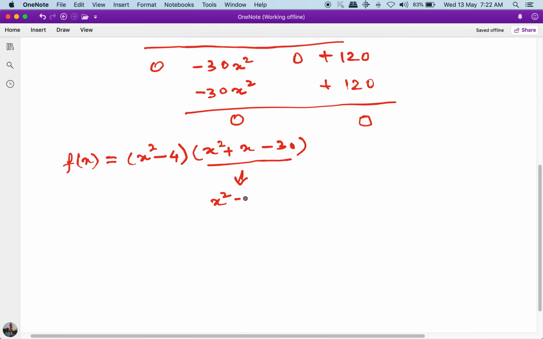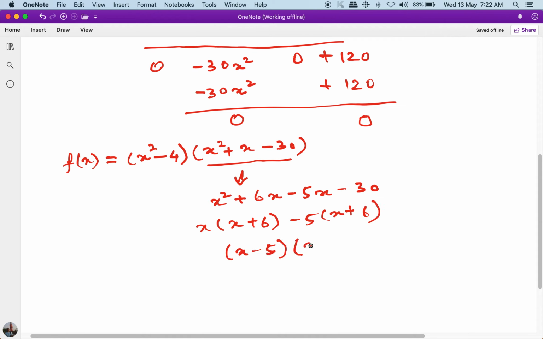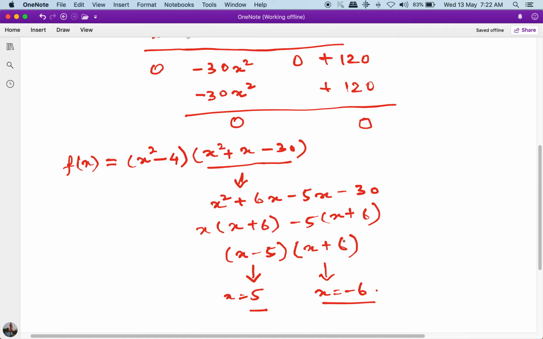I can simply write this as x square plus 6x minus 5x minus 30, and this will become equal to x plus 6 into x minus 5. If I equate x minus 5 to 0, I get x equal to 5. So one of the zeros is 5. The other zero is x equal to minus 6. So if 2 and minus 2 are the given zeros, the other two zeros are x equal to 5 and minus 6.